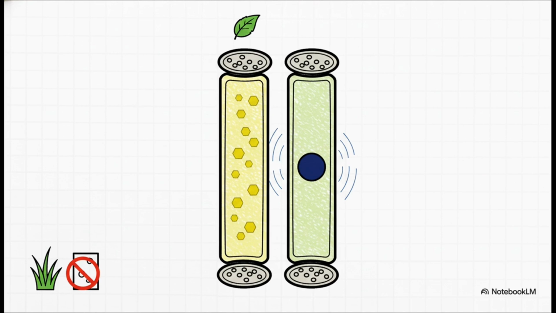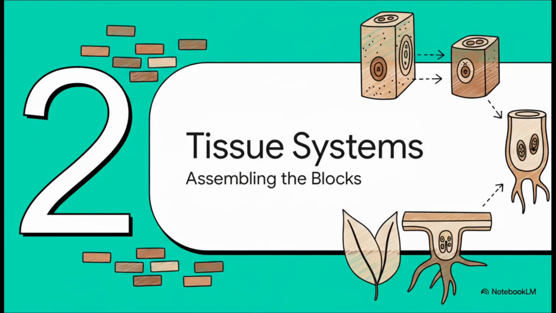like jute or flax. Now, here's a classic bit of NEET trivia you absolutely need to know. Phloem parenchyma is missing in most monocots. Don't forget that one. Okay, so we've got our individual bricks, the parenchyma, the xylem, the phloem.